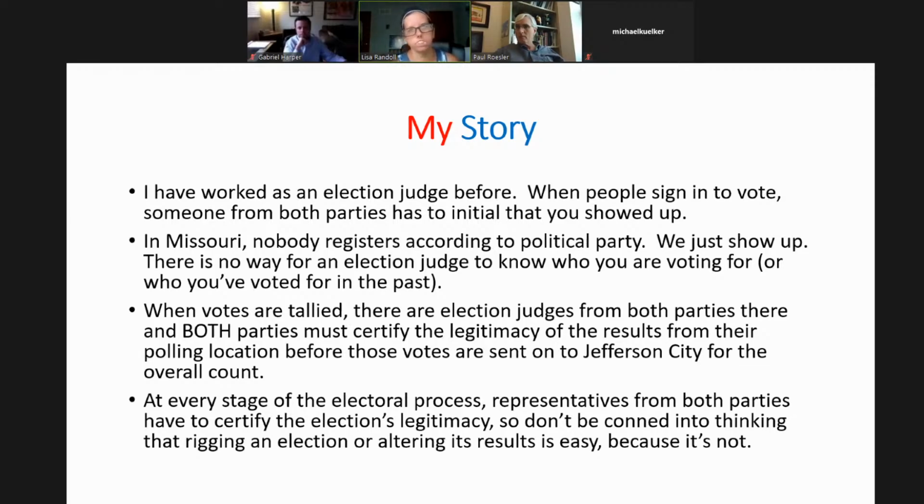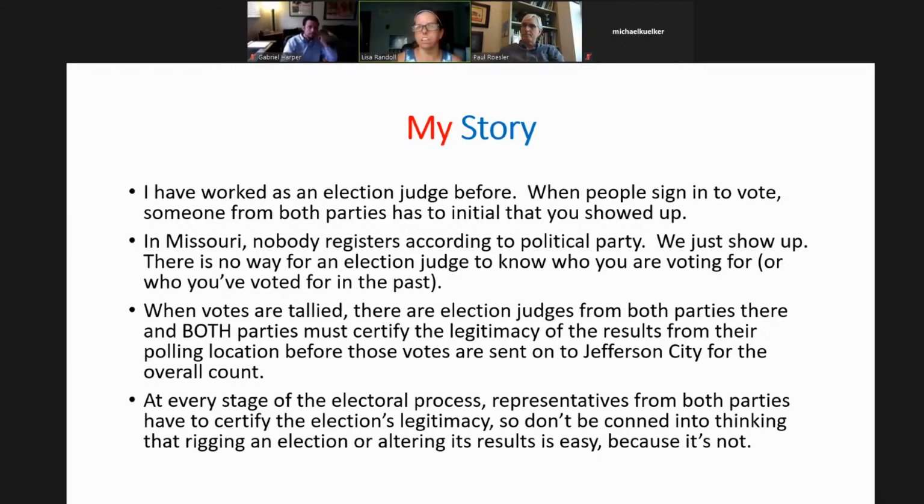Like I said, this is super duper rare because they have that built-in check where both parties are there throughout the entire process. At every stage of the electoral process, representatives from both parties have to certify the election's legitimacy. So do not be conned into believing that the election is rigged or the results are altered in any way, because it's virtually impossible in the way that our system is set up in Missouri and all of the other states and all of the other territories to rig an election. The way we've designed our electoral system is to prevent that from happening.